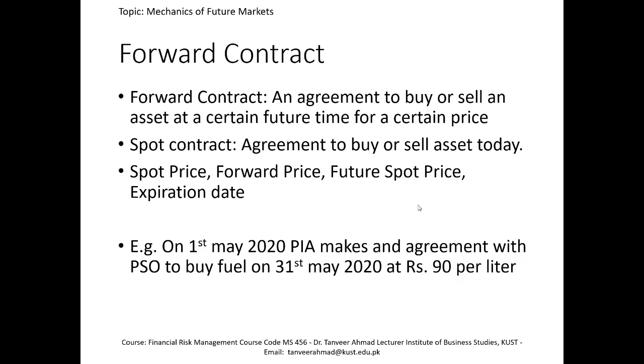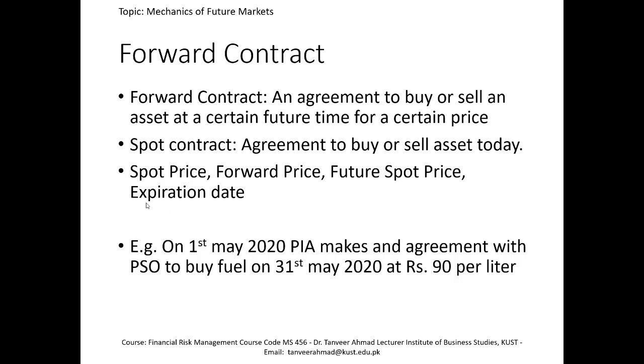Future spot price, the price of the asset at the time of maturity of the contract. So when is this contract going to mature? It is going to mature on 31st of May 2020. So let's say the price in the market on this date, on the maturity, is say 110 rupees per liter. Then that price would be called future spot price.